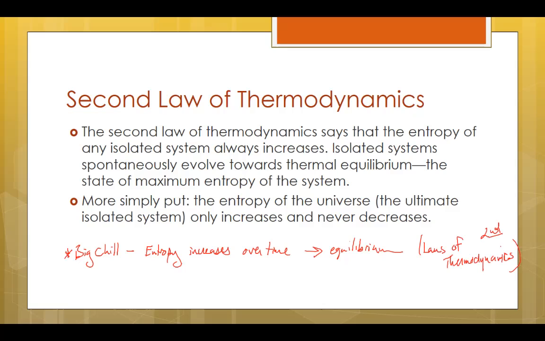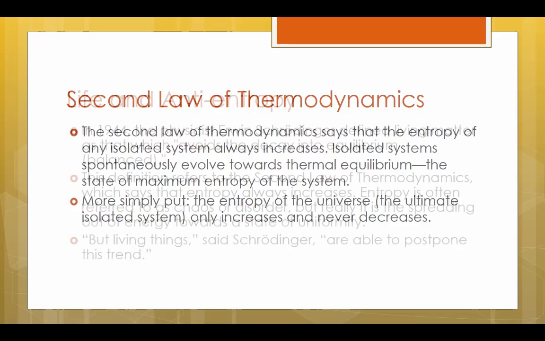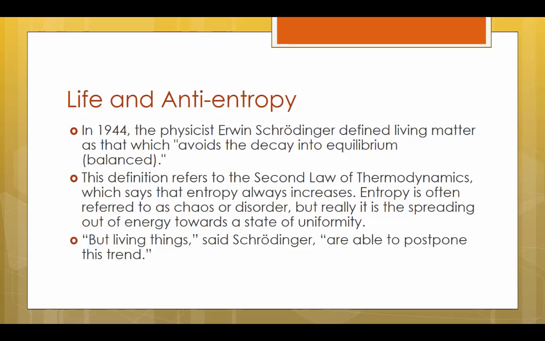When we start looking at this, it is interesting because we as humans are an example of the opposite of entropy. We are not moving towards dispersal into an equal state everywhere in the universe. And so every time a baby is born, you are looking at an example of anti-entropy. This is the concept that was put forth by physicist Erwin Schrödinger in 1944. He defined living matter as that which avoids the decay into equilibrium.